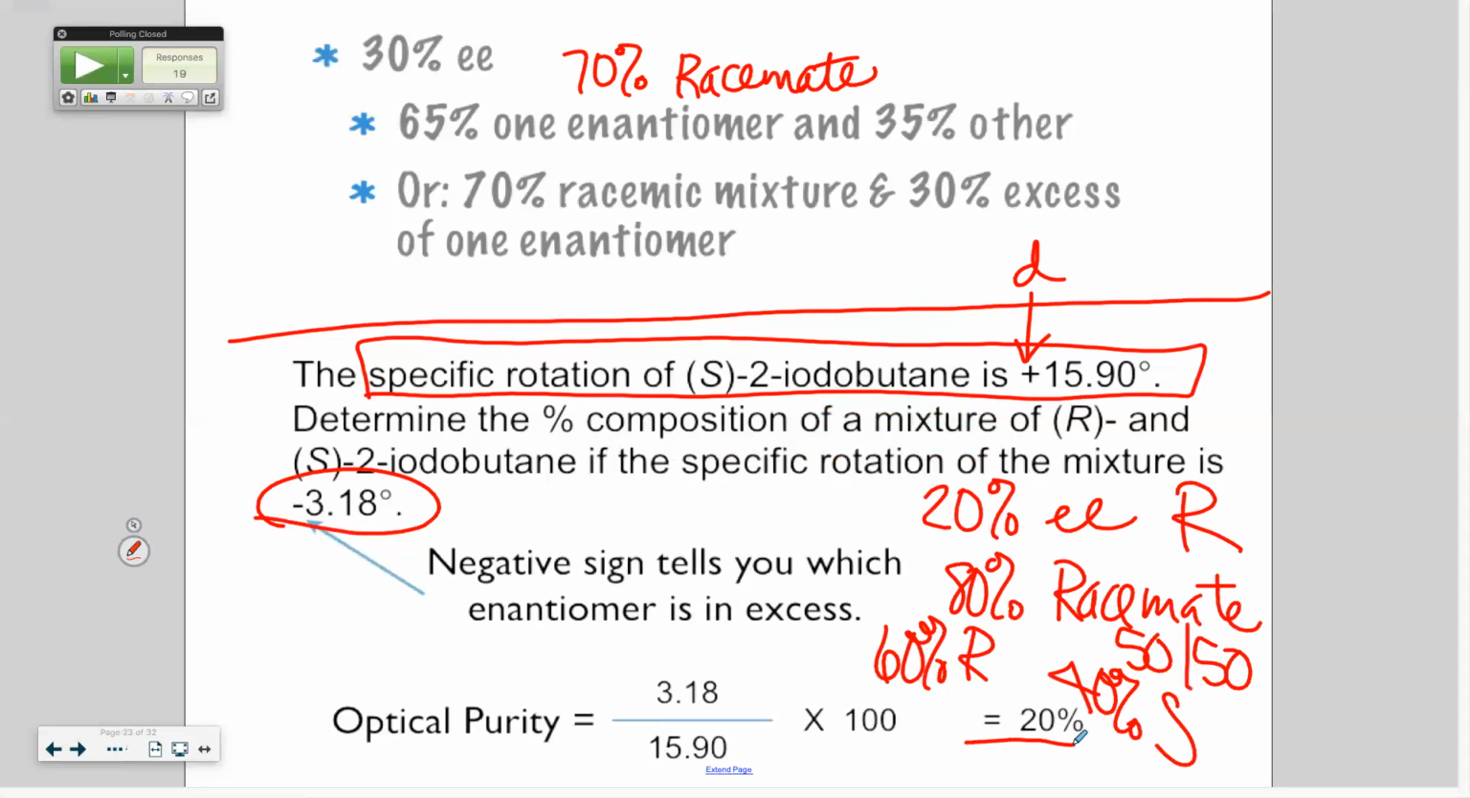Okay? How do you know that the R is in excess? Because it's negative 3.18, not positive. If it had been positive, the S one would have been in excess. But you only know that because you know that the 15.9 is S. Yeah. So if you weren't given that, you couldn't know. You couldn't do the problem.